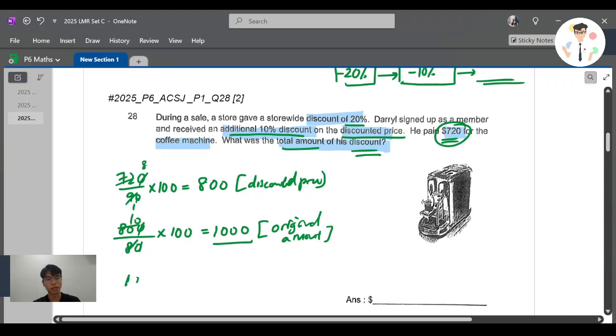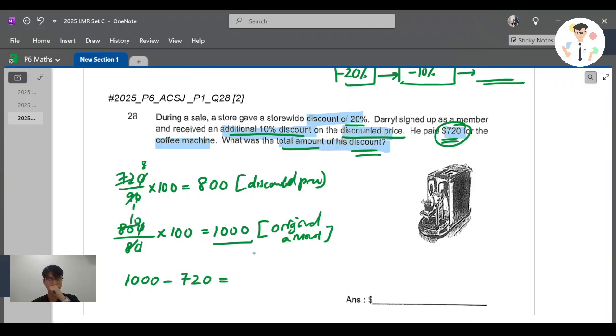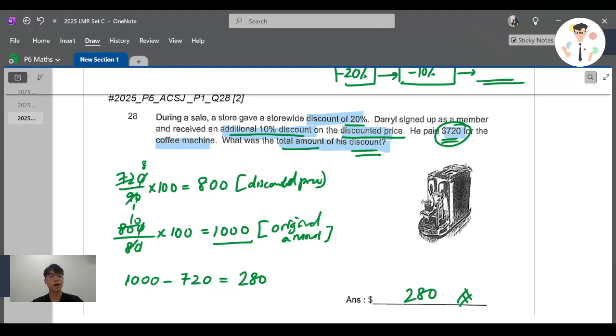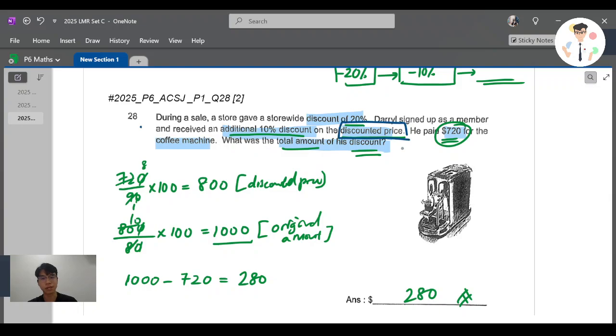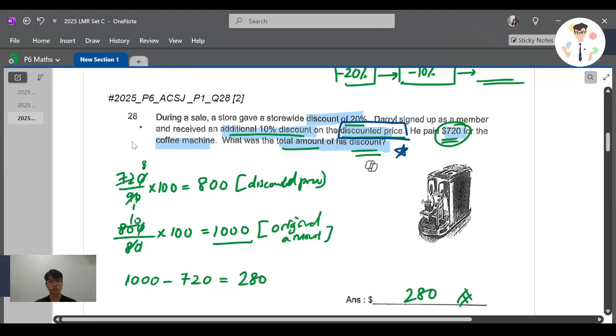So the total amount of discount is what you need to minus here, and that will be equal to $280. And you are done for this question. Okay, nothing tricky, simple. Again, just don't get confused and don't forget the word discounted price. That actually makes a lot of you get it wrong. So let's move on to our next question.